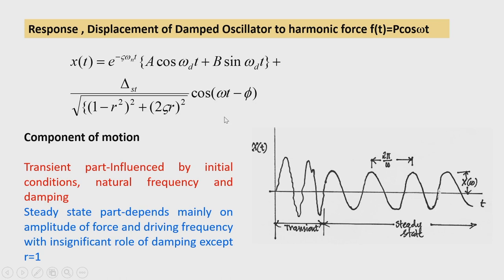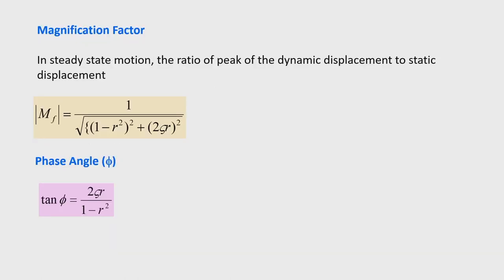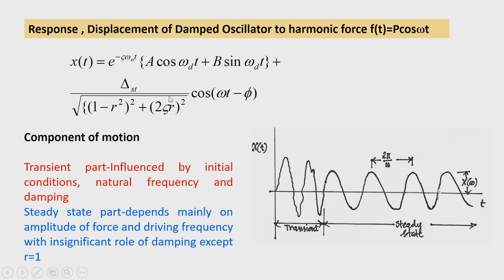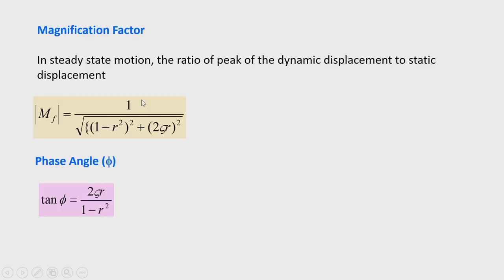But now we are interested in the steady state part. What happens if the driving frequency approaches the natural frequency of the system? You can see here in the steady state part, delta st is the static response and it is multiplied by a factor 1 upon root over (1 minus r squared) whole squared plus (2 xi r) whole squared. This factor is called the magnification factor, because it is magnifying the static response delta st. So, we identify the magnification factor MF equal to 1 by root over (1 minus r squared) whole squared plus (2 xi r) whole squared, and phase angle phi is 2 xi r divided by 1 minus r squared.